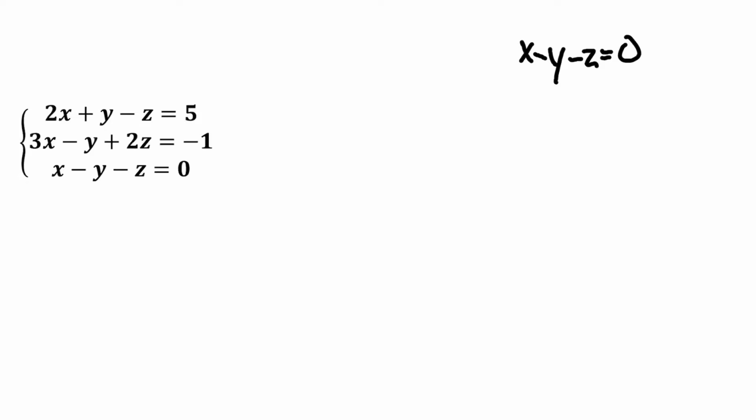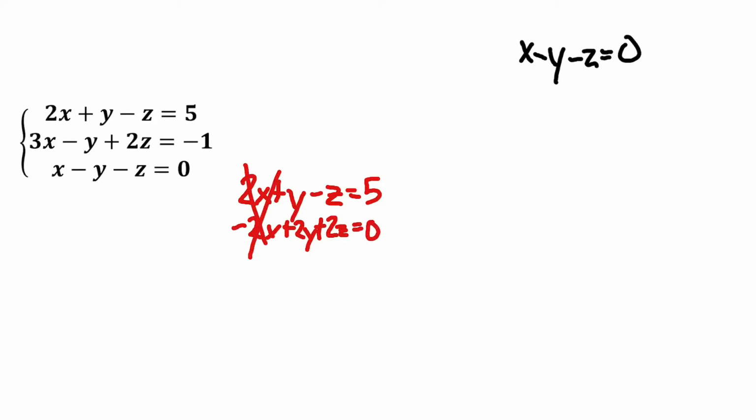So our first equation was 2x plus y minus z equals 5. And I'm going to multiply the third equation by negative 2 to get negative 2x plus 2y plus 2z equals 0. So those cancel out. Y plus 2y becomes 3y. Negative z plus 2z becomes plus z equals 5.